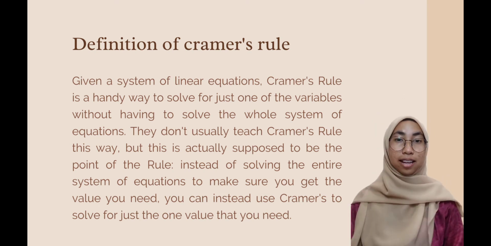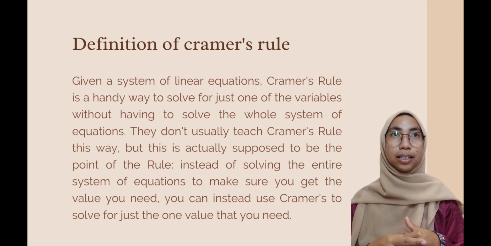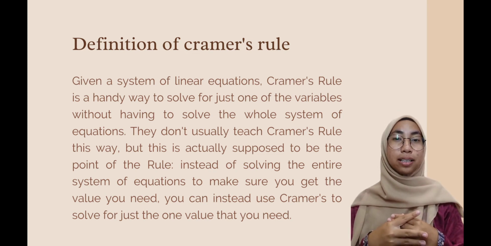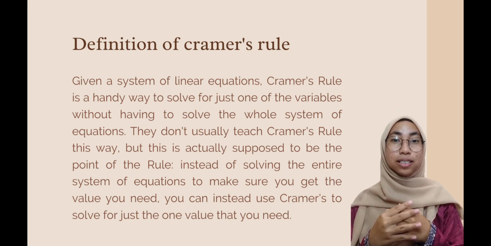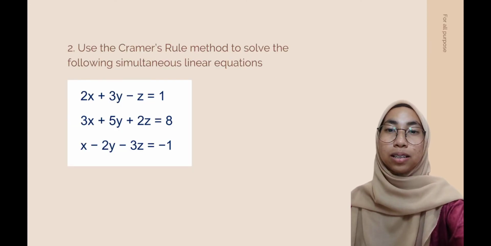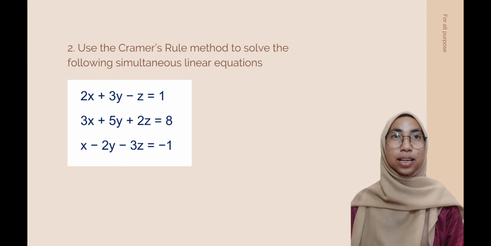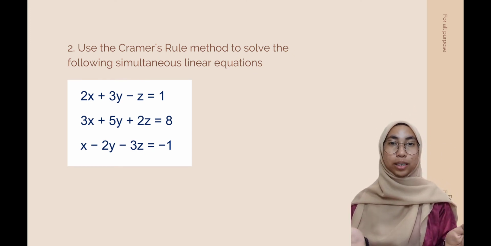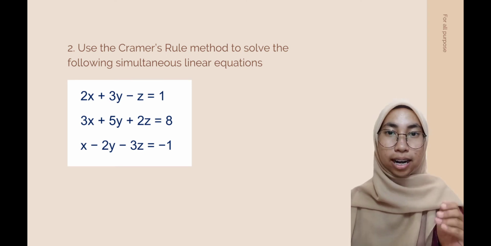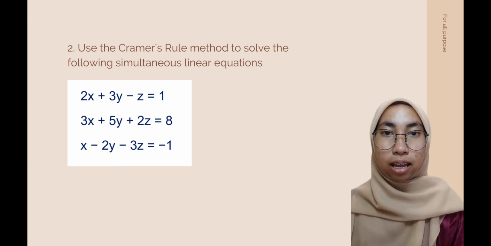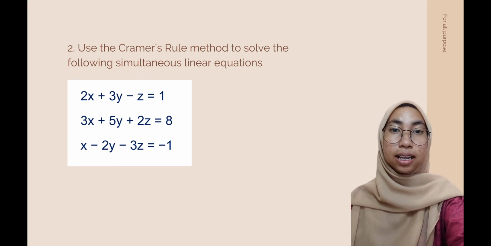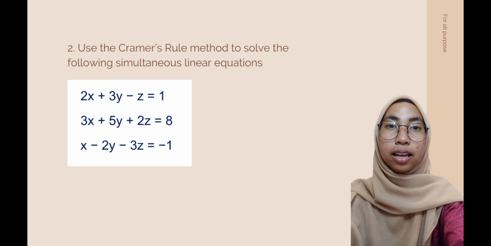So we can understand that when we use Cramer's rule, we can solve for one variable that we want. For example, if we want the variable x, we just use the Cramer's rule method to get the value of x. For question 2, we want to solve this linear system: 2x plus 3y minus z equals 1, 3x plus 5y plus 2z equals 8, and x minus 2y minus 3z equals negative 1.